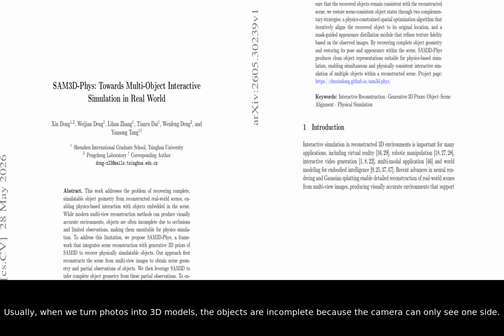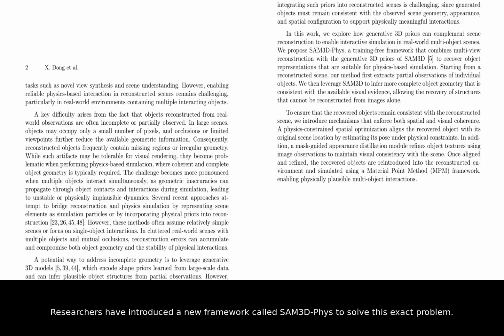Have you ever wondered why 3D scans of rooms feel so flat and non-interactive? Usually, when we turn photos into 3D models, the objects are incomplete because the camera can only see one side. Researchers have introduced a new framework called SAM3D Phys to solve this exact problem. It is designed to recover full, solid geometry for objects from a real-world scene. This makes it possible to actually interact with those objects in a physics simulation.